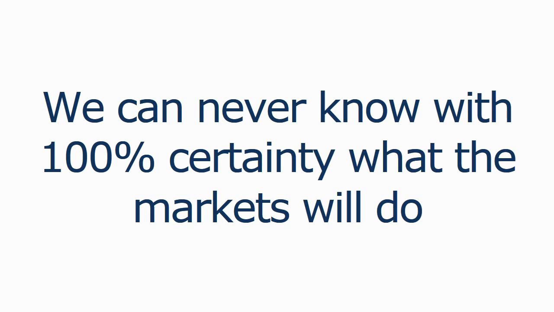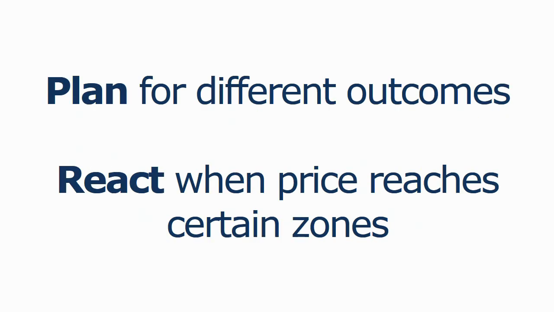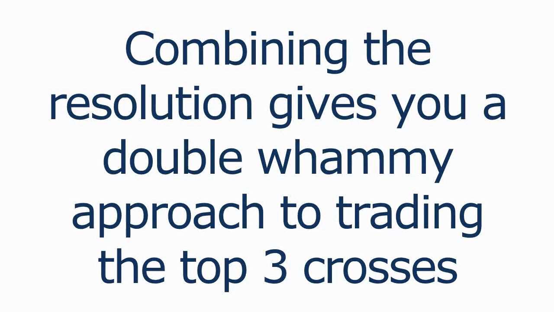We can never know with 100% certainty what the markets are going to do. We can plan for different outcomes and react when price reaches the zones that may be considered a tipping point, such as the higher low of a trading range. Combining the resolutions of the euro US dollar, the pound US, and the US dollar yen with the resolution of the dollar index gives you a double whammy approach to trading the top 3 crosses.